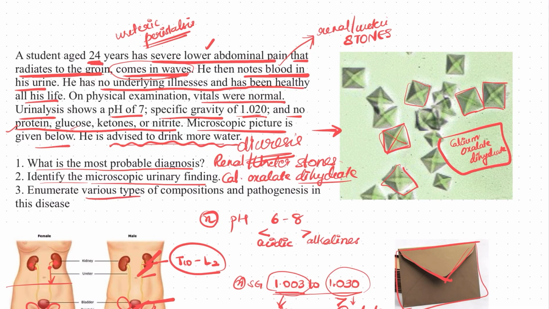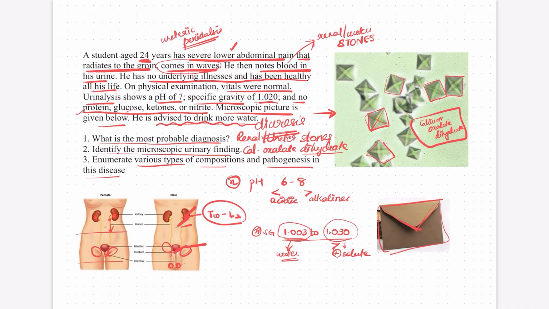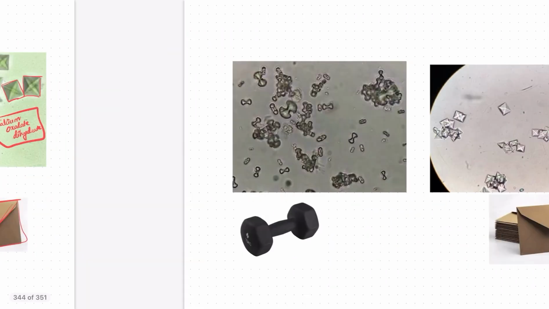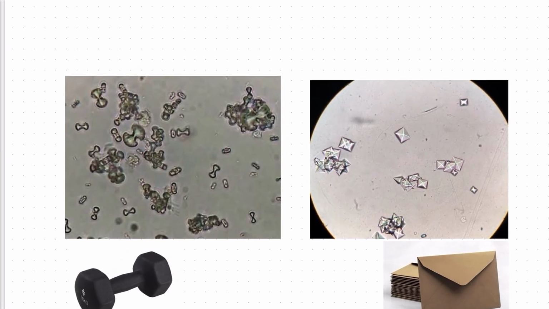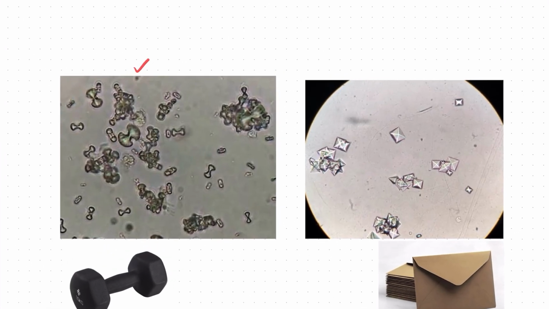And enumerate various types of compositions in the pathogenesis of this disease. So let us see other kinds of crystals. Renal stones are also made up of other kinds of compositions. In this picture, the first image shows you a dumbbell. These crystals are dumbbell shaped, like a single dumbbell. By one hand you can lift a dumbbell.